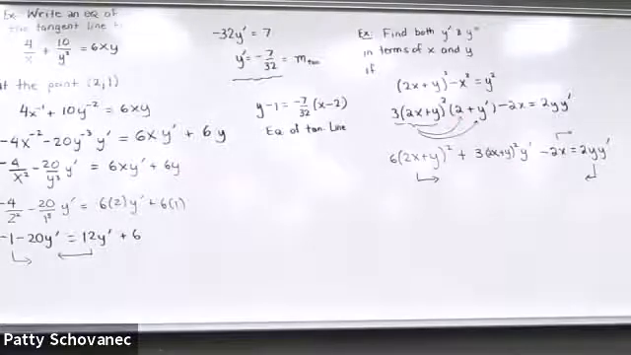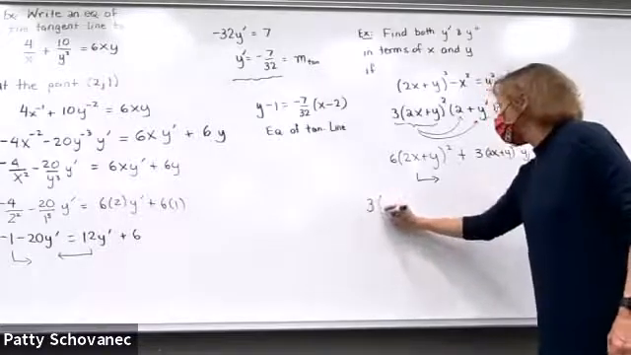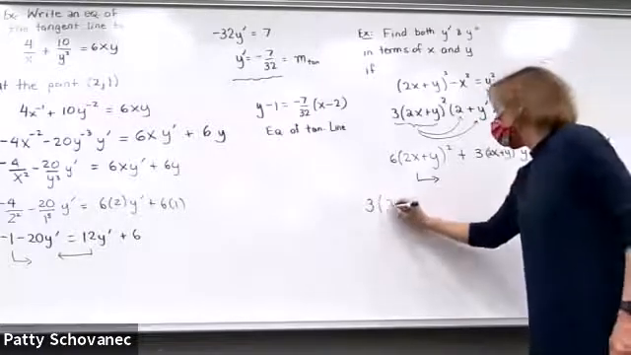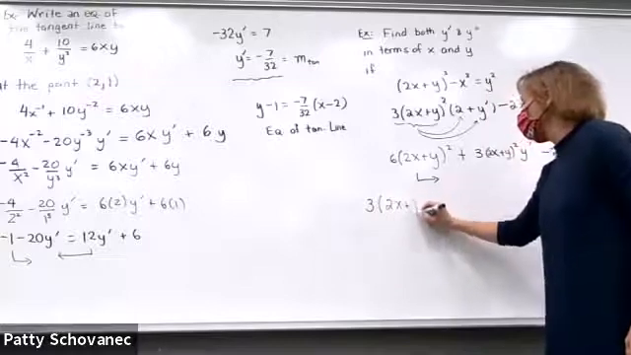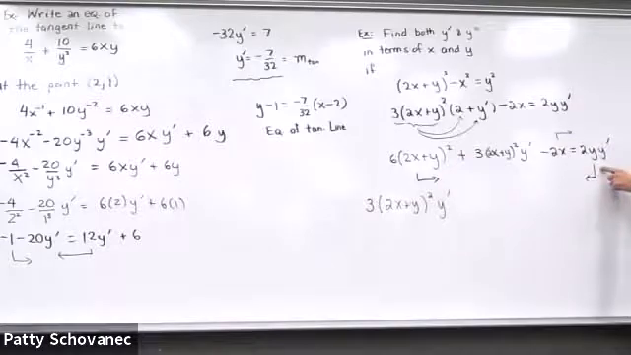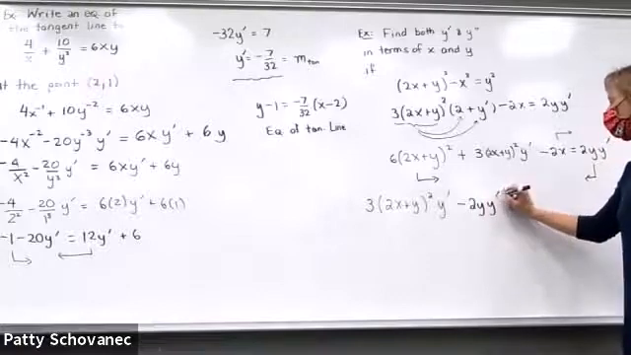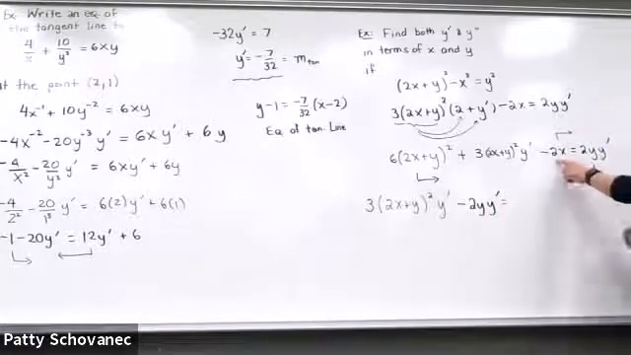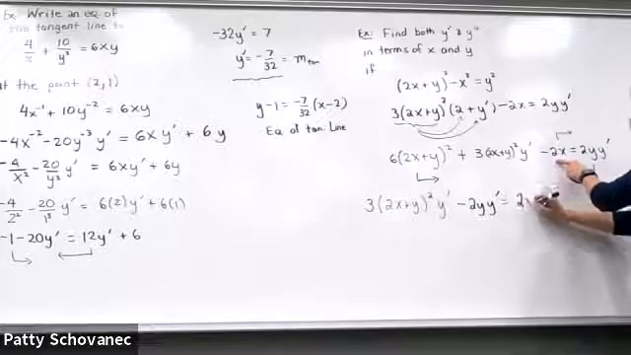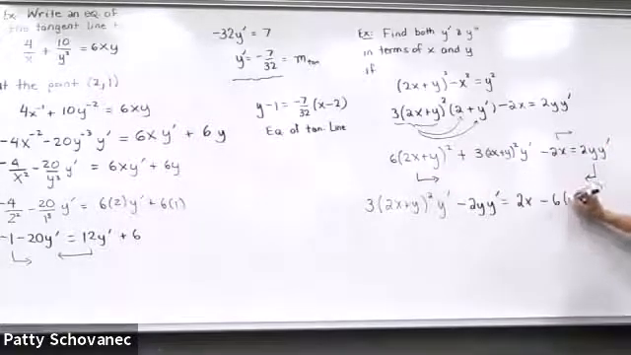Okay, so I'm keeping this term over here. Let me write it first. 3 times 2x plus y squared times y prime. Then this is going to join it, so I'm going to have a minus 2y y prime. Moving this one over, it becomes a positive 2x. Moving that one over, it's a minus 6 times 2x plus y all squared.